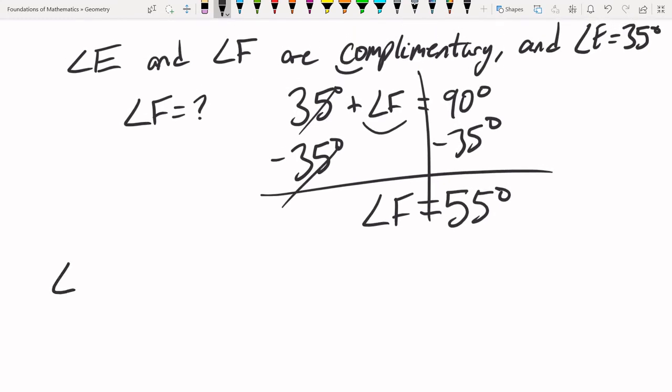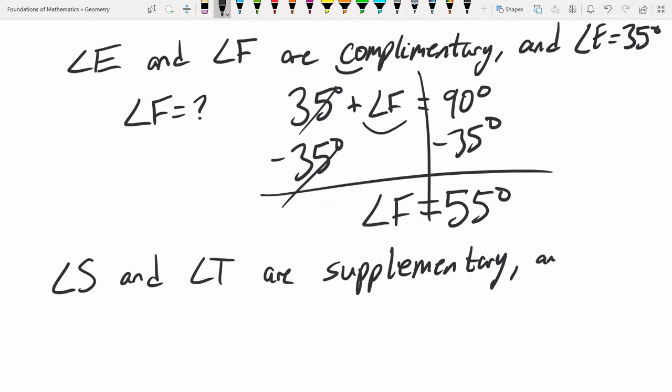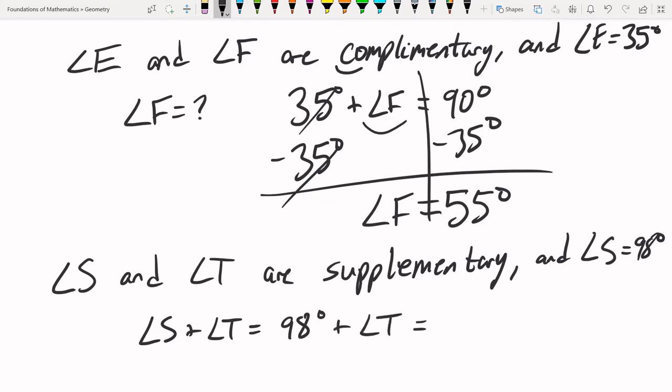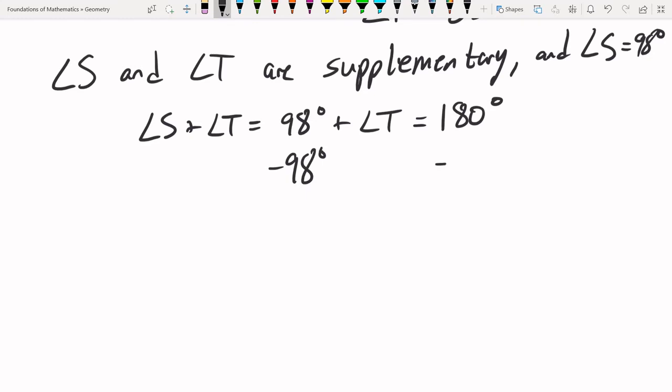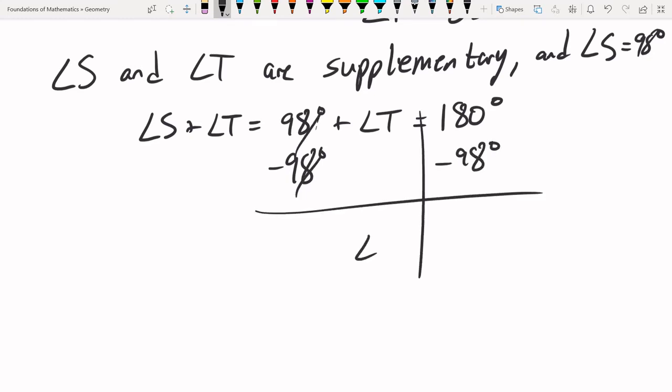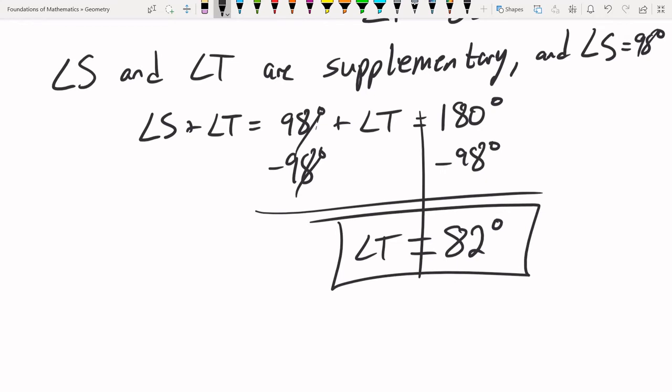Likewise, if I said that angle S and angle T are supplementary, and angle S equals 98 degrees, then we have that angle S plus angle T, which is the same thing as 98 degrees plus angle T, equals 180 degrees. Again, we have a one-step equation. We just subtract 98 from both sides. We get angle T equals 180 minus 98. That is, I believe, 82. Let me check that real quick. I think that's right, though. Yep. Angle T is 82 degrees.